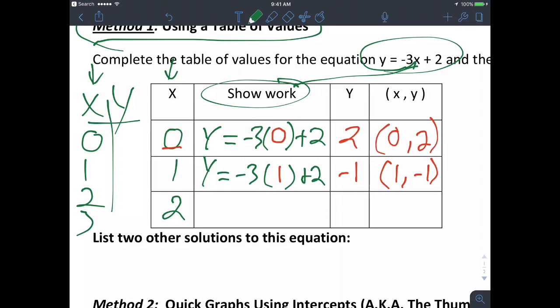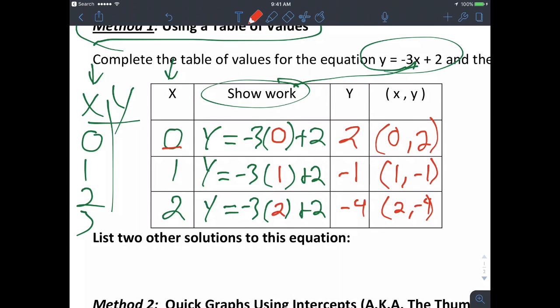Now for this last one, I want you to do it on your own. You're going to take that 2, put it into the parentheses, and then you're going to plug it in your calculator and give me the ordered pair. Go ahead and do that right now. Now when you put in the 2, that's going to get you a -4. Okay, and the ordered pair would then be 2, comma, -4.